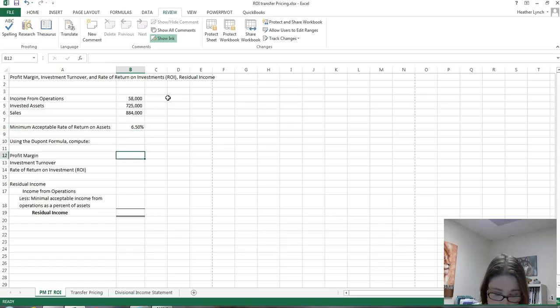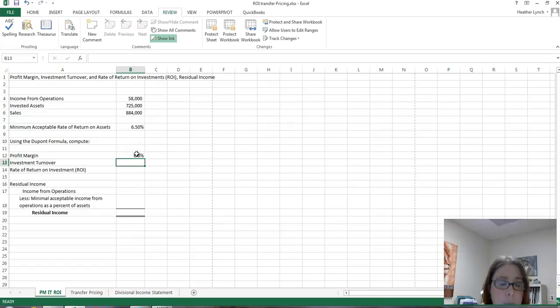So let's start off. First, let's find our profit margin. Your profit margin is your income from operations divided by sales. So that gives us 6.6%. As you're doing your homework, make sure you see the note on the problem whether they want 1 decimal, 2, or 3. I'm just taking this out to 1 decimal point.